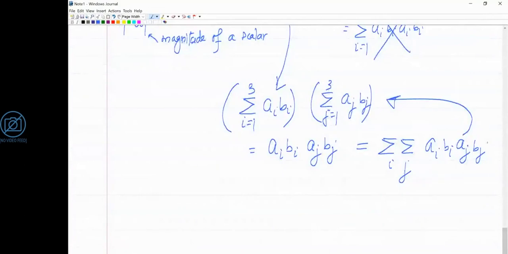Okay. The next thing is what's called Kronecker delta. So I guess you have learned about this also. Kronecker delta function.